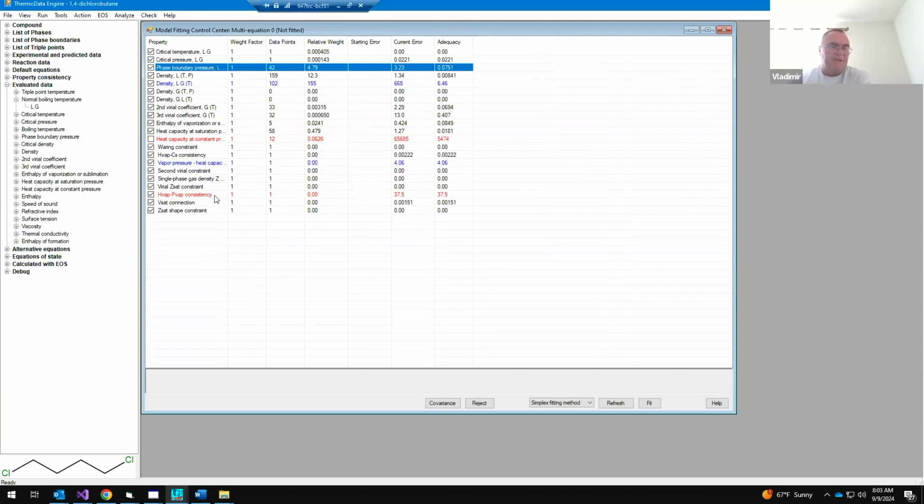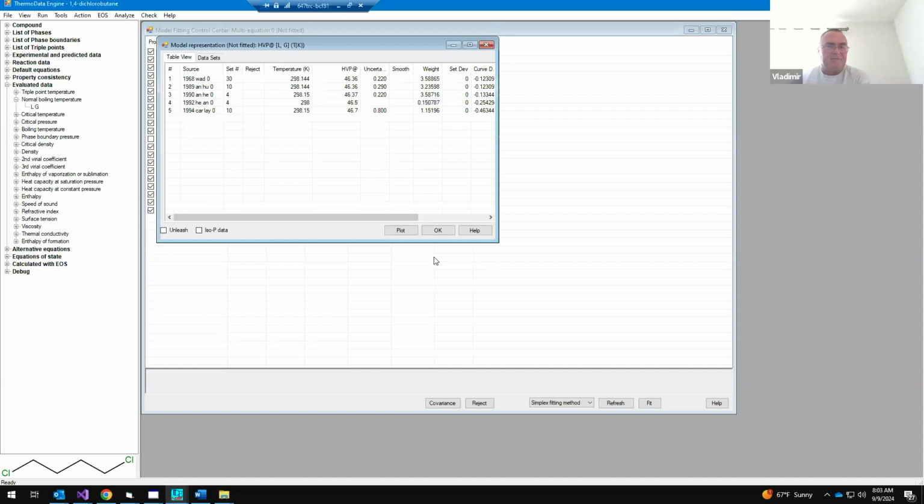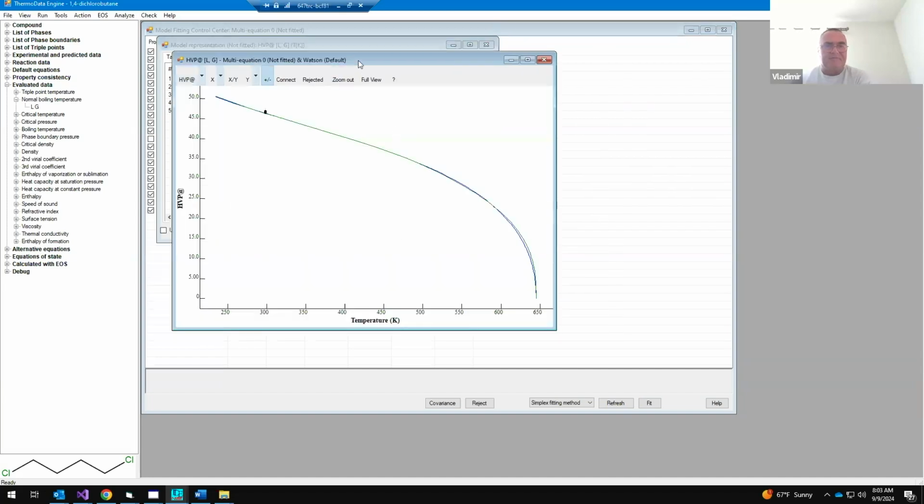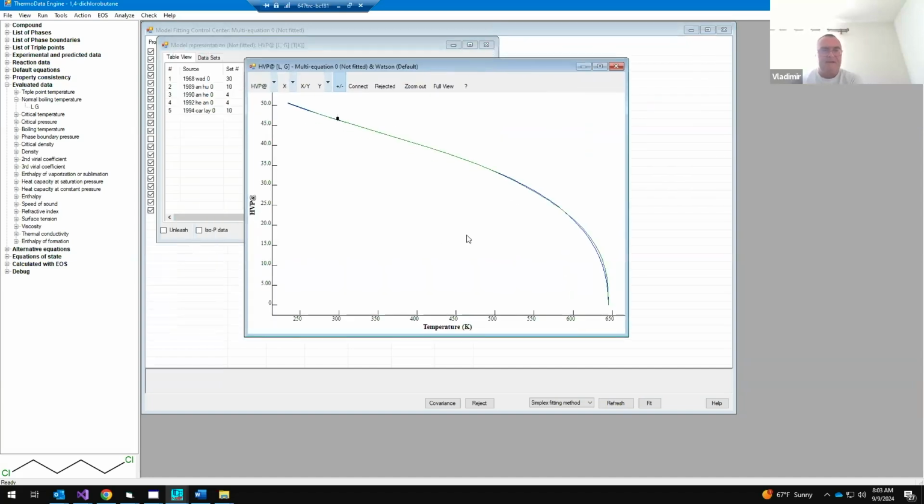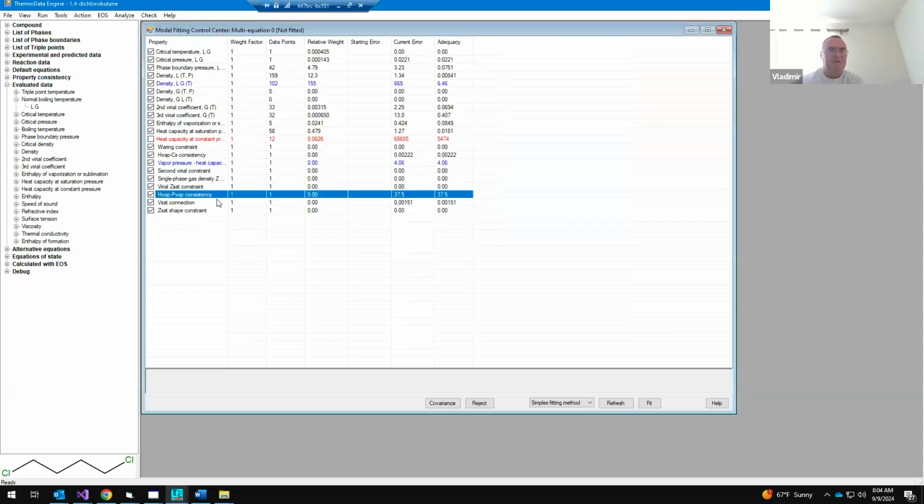And I can show an example for vaporization enthalpy. Blue line is vaporization enthalpy presented by a separate equation, which is, I believe, the Watson equation. Green line is the same quantity derived from vapor pressure, liquid density, and virial equation of state, and black points are experimental data. So the consistency is pretty good, but not exact. And now let's switch to vapor pressure.